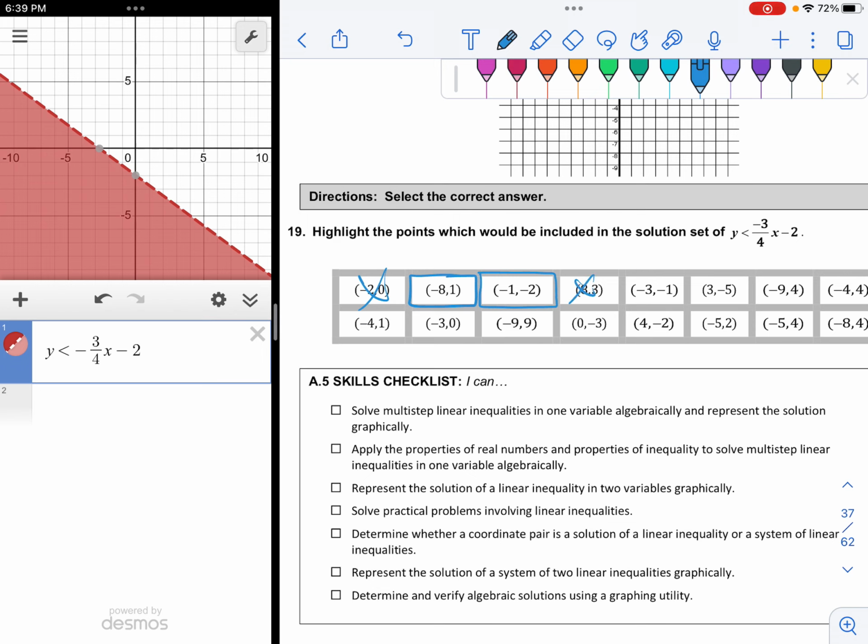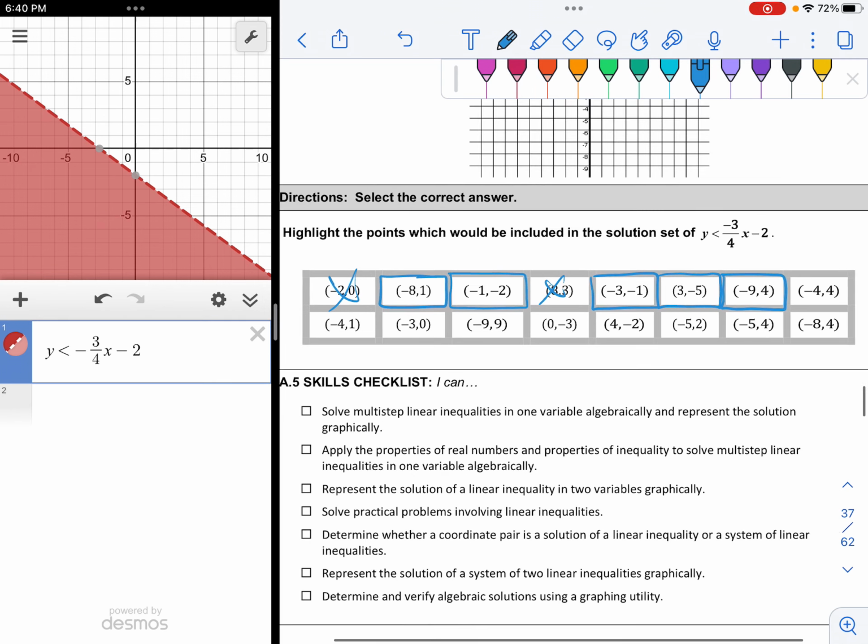Negative 3 and negative 1, that would be in the shaded region. 3 and negative 5 is in the graph. Negative 9 and positive 4 would be inside the shaded region. And then negative 4, positive 4 would not be in the graph. That would be way too high up. Try those bottom ones, see if you can get them by yourself.